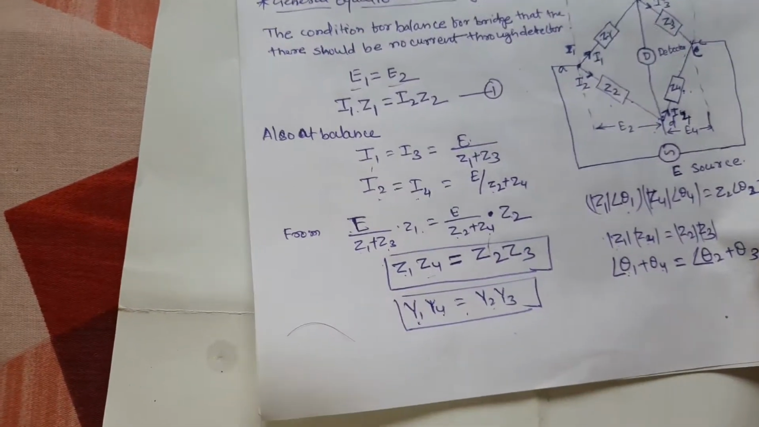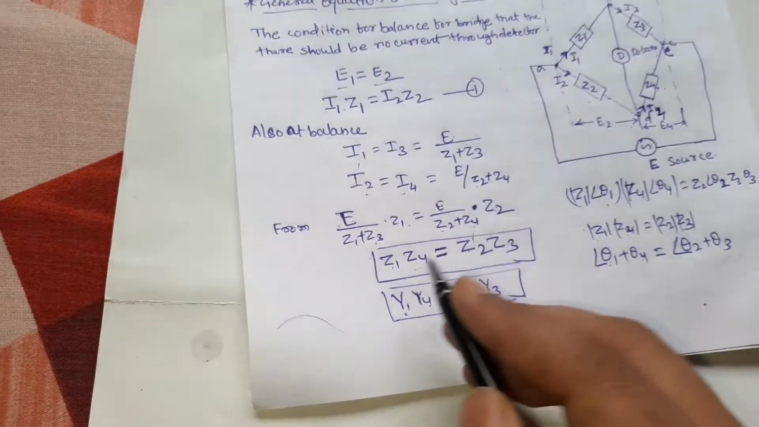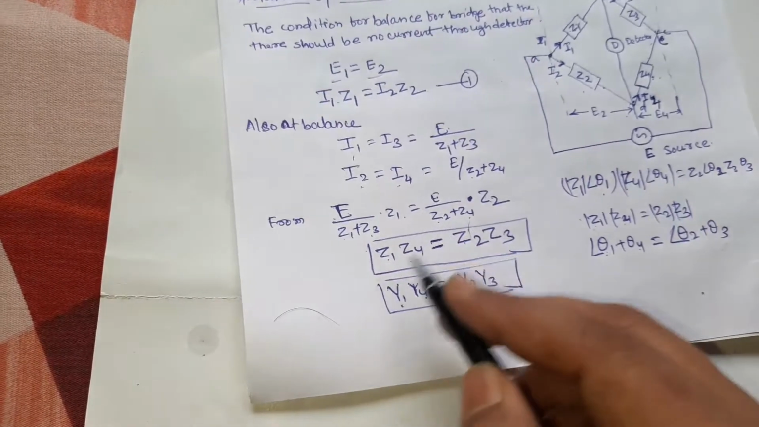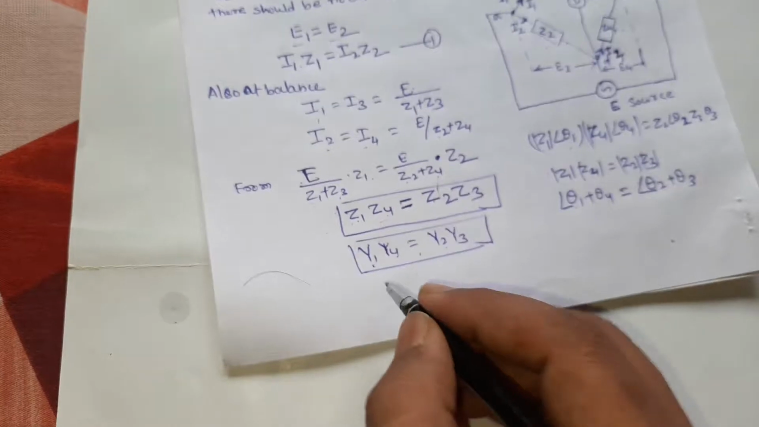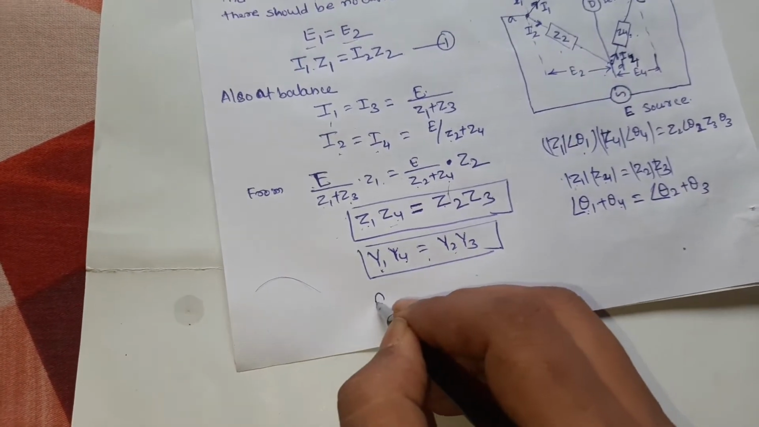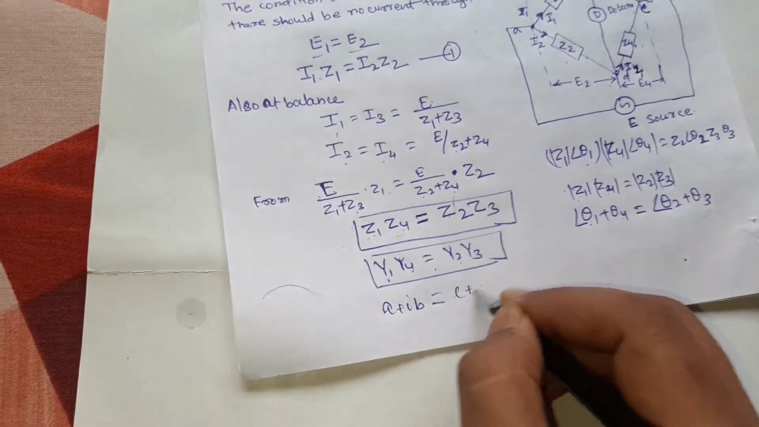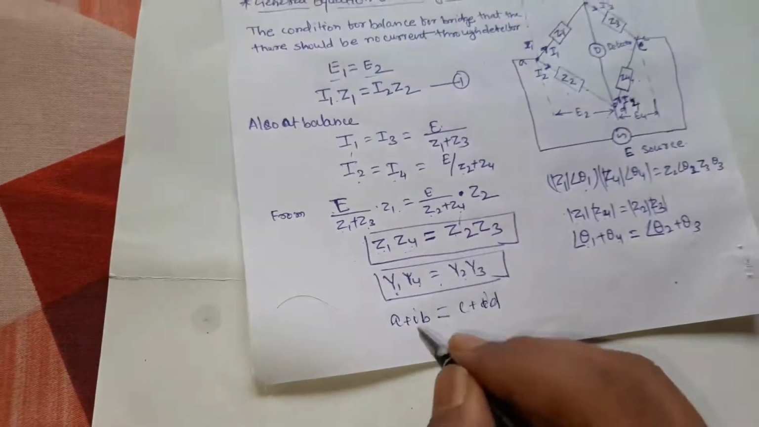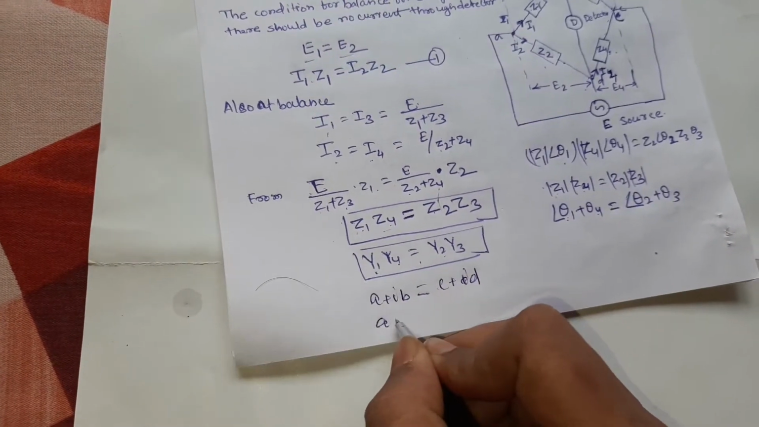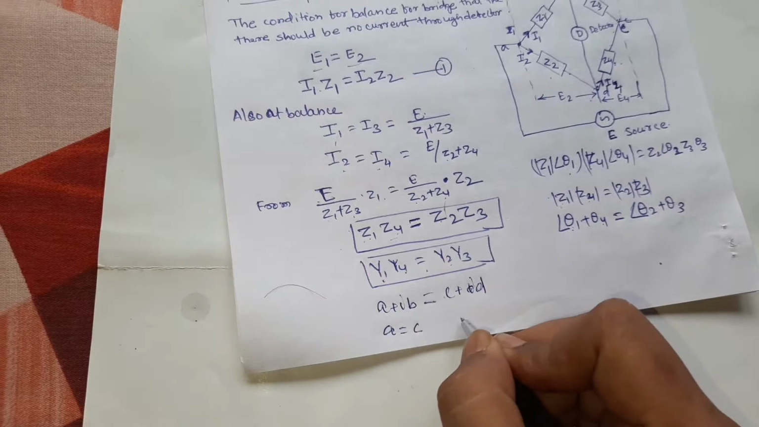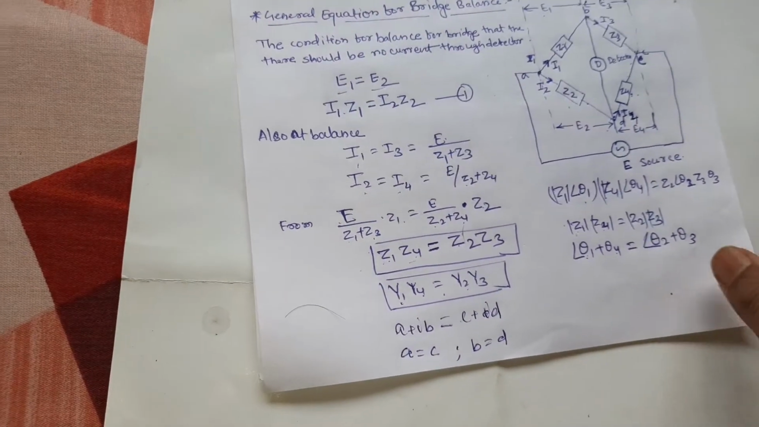So at a balance condition, if Z1 into Z3 is equal to Z2 into Z3, you can also replace in the complex form. That means, suppose Z1 is equal to A plus iB, and Z2 is equal to C plus iD. Then by equating real part to real part and imaginary part to imaginary part, you can say that A is equal to C and B is equal to D. So in this way you can find out the unknown quantity.